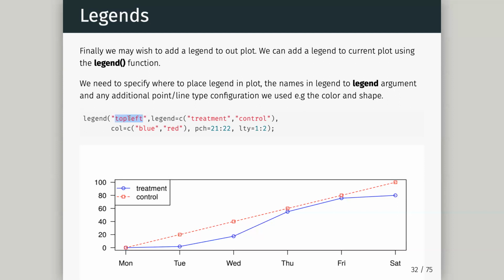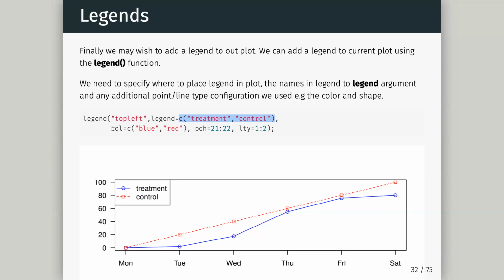So if I wanted to say put it on Wednesday at 60 or whatever, I could do 360, and it's going to put my legend in the middle at that particular location. Often this is good enough, just to put top left, top right, bottom right. We then tell it the values, and that's a legend parameter. We tell it the legend, the actual values we want to put in the legend. And here we're going to say treatment control.